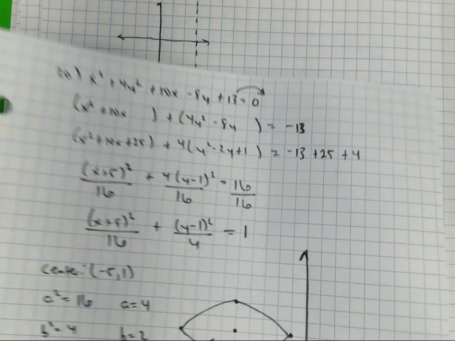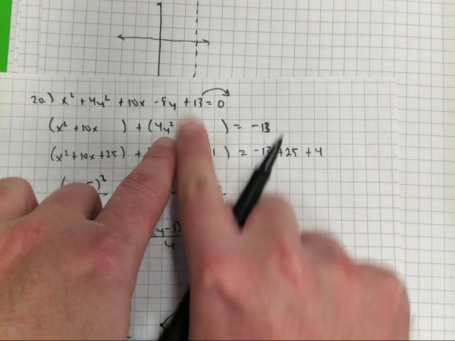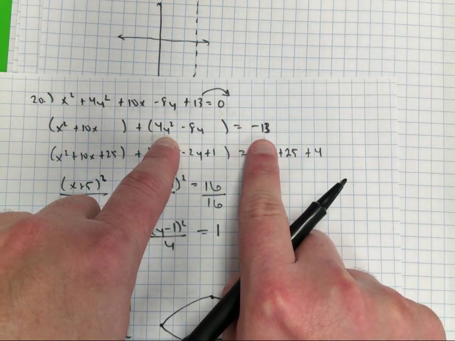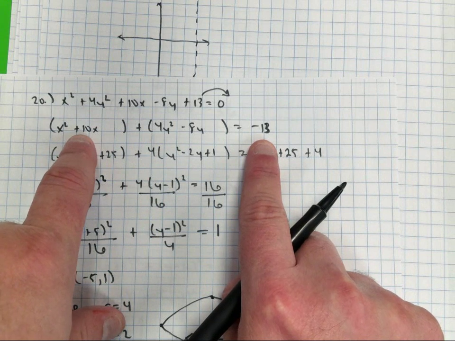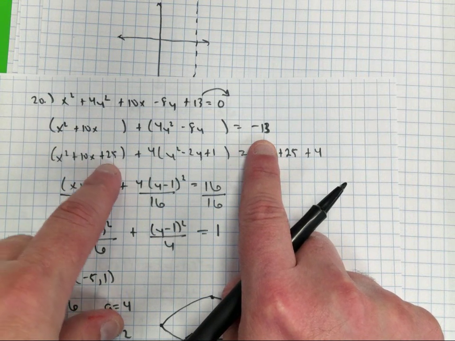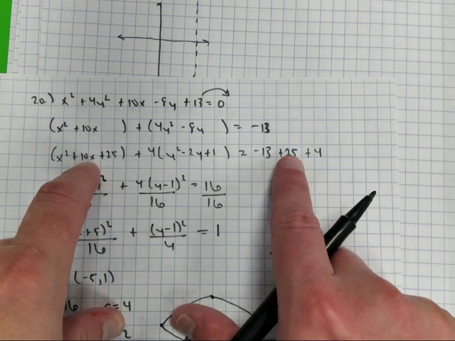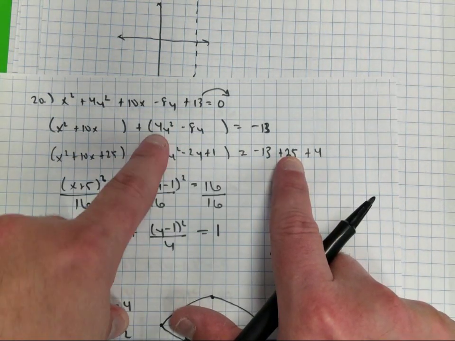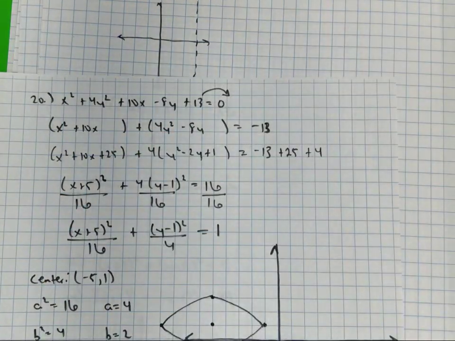I want you to check your work as I go through and explain this. I grouped my x's here, and I grouped my y's, and I moved that 13 over as a negative 13. I take half of 10, and I square it. That's plus 25. If I add 25 here, must I add it over here? Yes. Now I run into a problem right here. What's my problem right there?